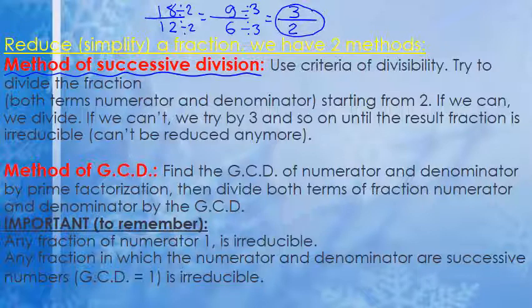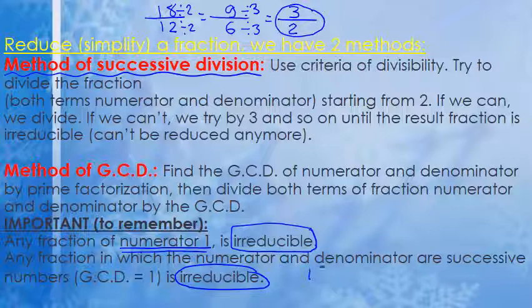It's very important to remember that any fraction that has a numerator 1 is called an irreducible fraction. And if in a fraction the numerator and denominator are successive after each other, like 15 and 16, 4 and 5, their GCD is 1 and this fraction will be irreducible.